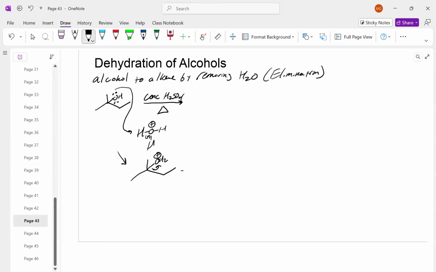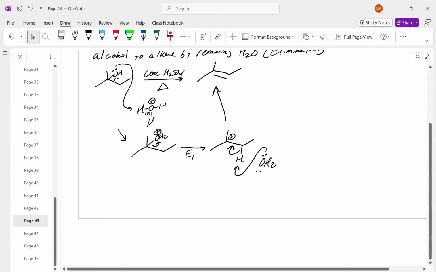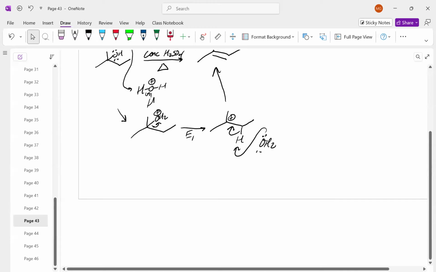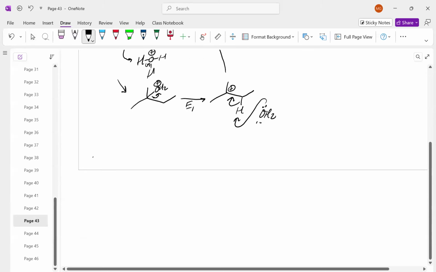So leaving group leaves to make a carbocation. And then we're going to use a weak base like water to pull off a beta hydrogen. And we get the Zaitsev product. Now let's look at another situation here. So this was a tertiary alcohol. What about a primary alcohol?